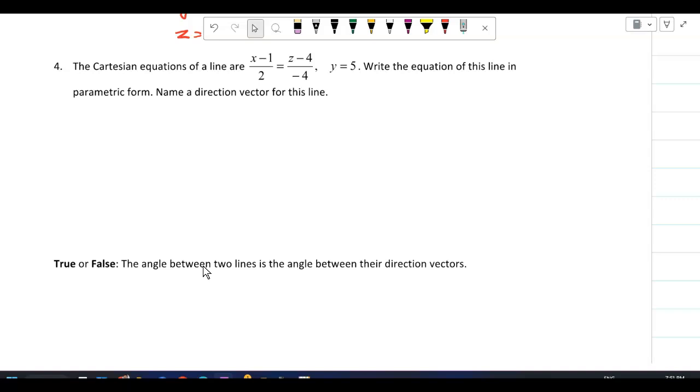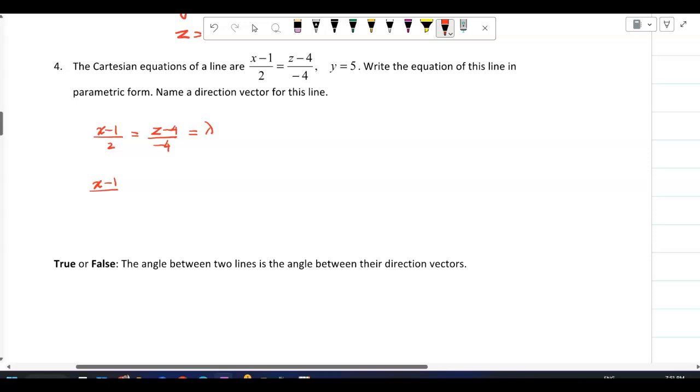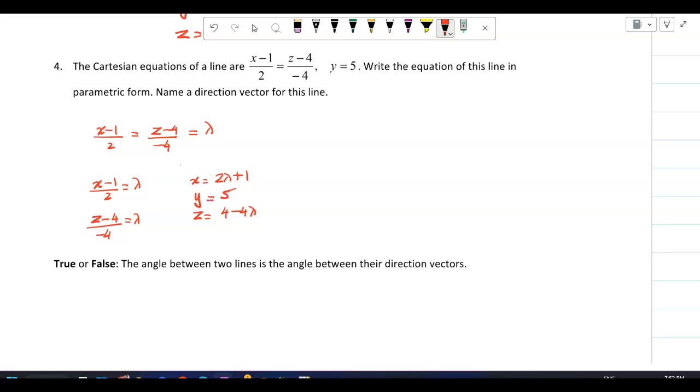So now what will you do? For the parametric form, what will your x be? Call (z minus 4) upon minus 4 equal to lambda. So (x minus 1) over 2 is equal to lambda, so x is equal to 2 lambda plus 1. And (z minus 4) upon minus 4 is equal to lambda, so z is equal to 4 minus 4 lambda. So your y will be equal to 5. This is your parametric form.